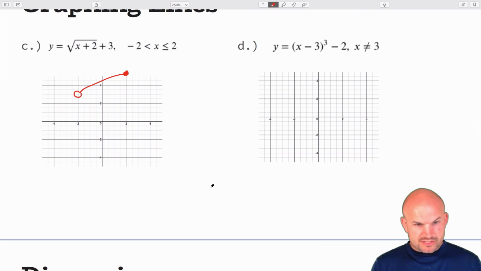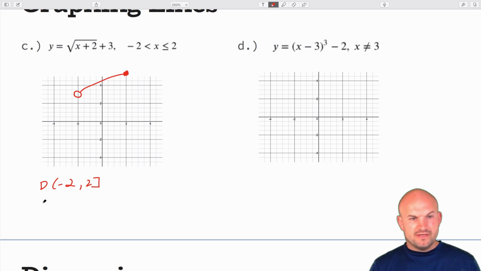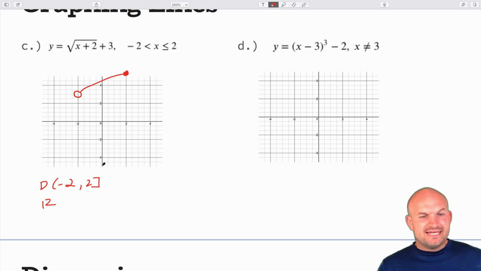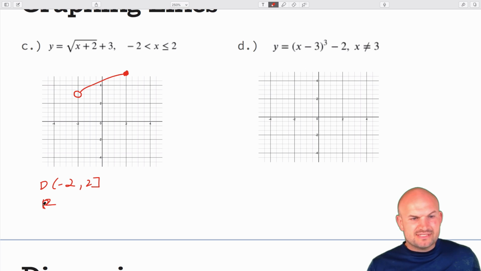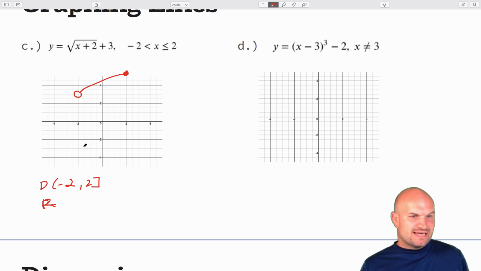Okay, so therefore my domain here is going to be from negative 2, open circle, to positive 2, included. And then my range here is, now how am I going to figure out my range? Now this one's kind of interesting. This one might not be as obvious. I didn't really graph this as well. Well, let's figure out what the y values are. If I were to plug in negative 2 for x, negative 2 plus 2 is 0. Square root of 0 is 0. 0 plus 3 is 3. 3 is defined. So I'll have 3.